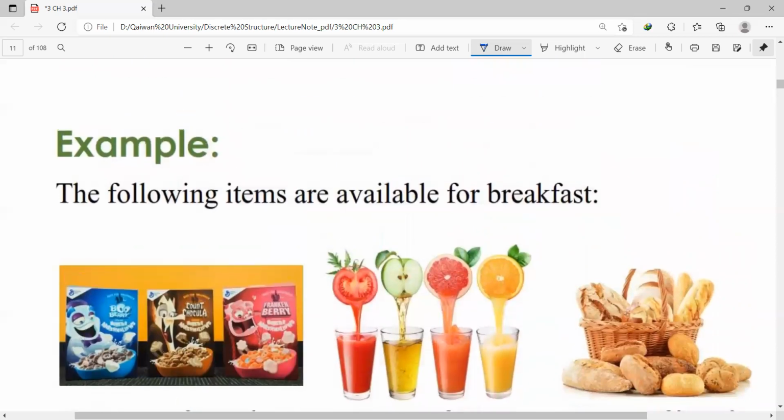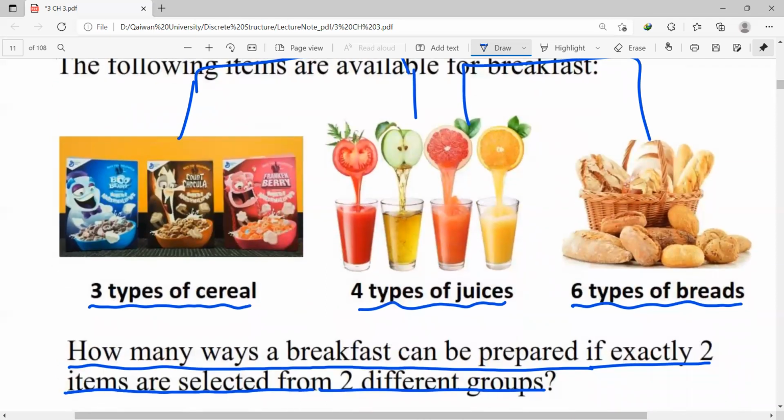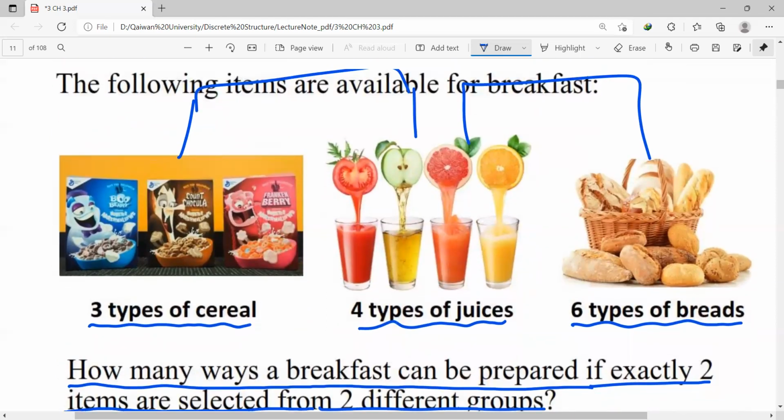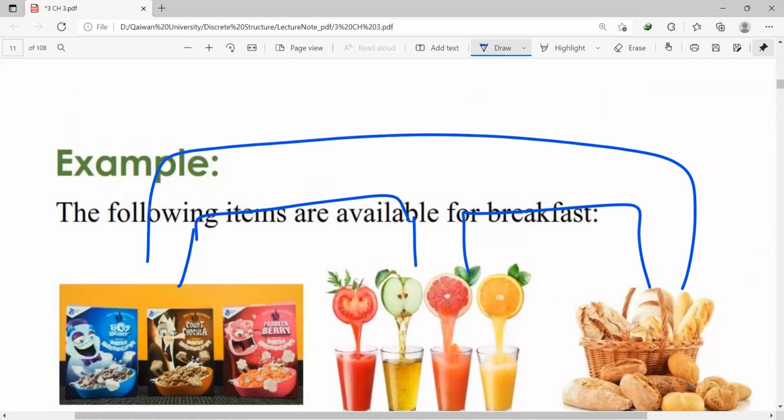That means here we just can pick 2 items from 2 different groups. For example, one from this, one from this. Okay? Or one from this, one from this. Or one from this, one from this. That means say we have only 3 choices. Yeah, we multiply them, then we find the sum of them.